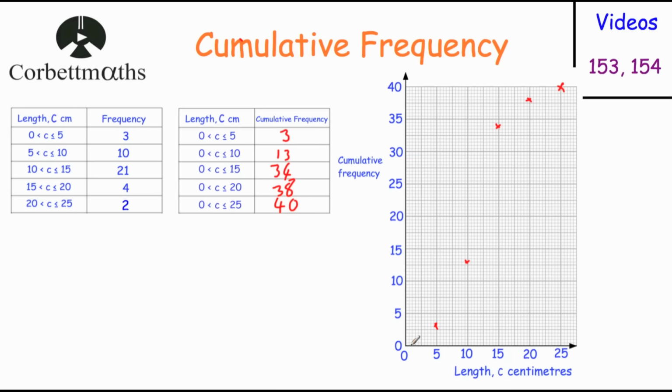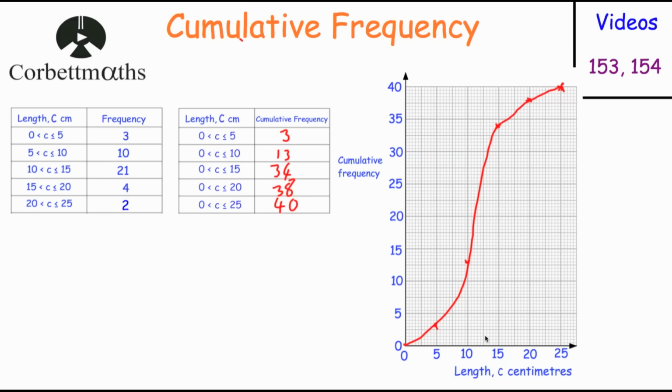Now we're going to draw a curve. Now in terms of your curve, you're going to start at the bottom of the first category. So it starts at 0. So we're going to start at 0 here. And we're going to go up and do a curve going through the points like so. And this is quite tricky on the computer, but something like that. So that's our cumulative frequency curve.